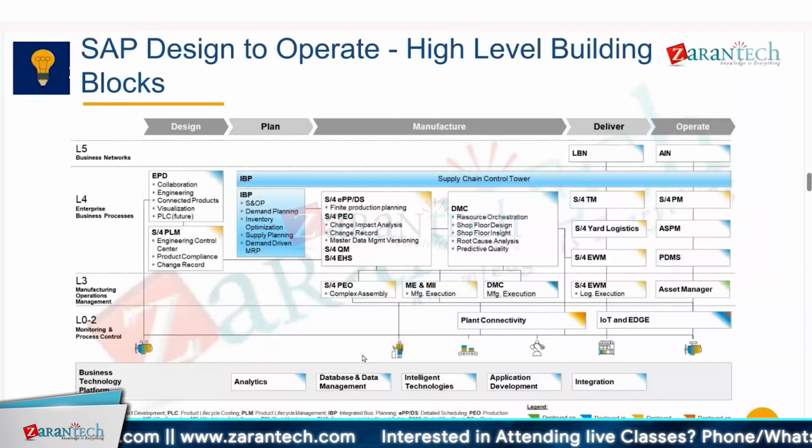The next one is basically IBP for SNOP, the one which is reflected in blue color. This functionality is very common and can be useful for any industry. Planning is required for any manufacturing industry, and planning to a certain extent can also be required by a service industry, because the service industry also has its customers.